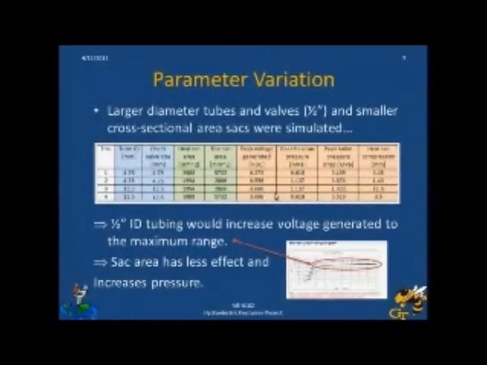But to try to increase the voltage generated by the generator, a few things were simulated. Larger diameter tubes and valves was one parameter. So going from 3/16 inch to half-inch inner diameter tubes and check valves brought the voltage from about 0.2 to 0.3 volts to 3.6 volts, which is its maximum operating area. Cutting the heel sac and toe sac area in half did double the pressure because the force is the same but the area is half as much, but it has less of an effect on voltage generated, and it increases the pressure in the system.